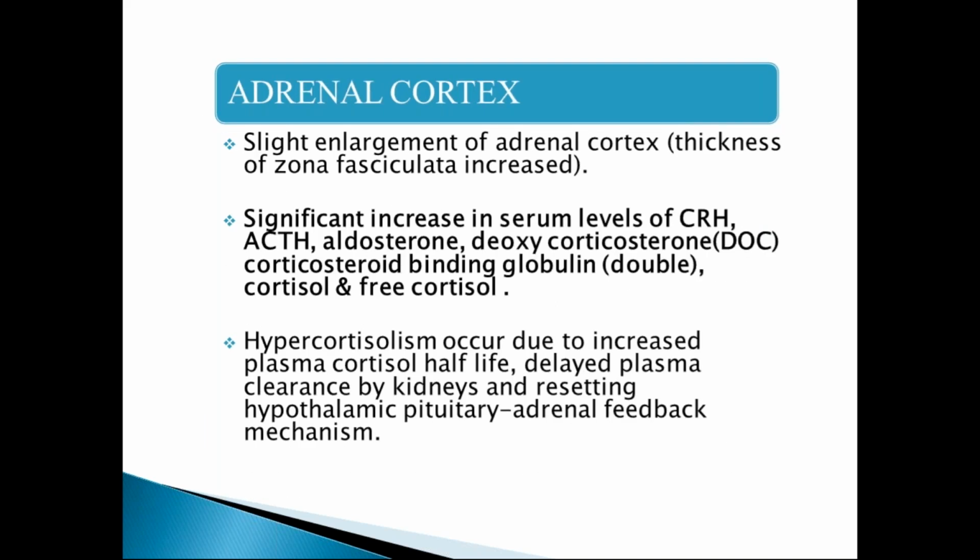Coming to the adrenal, there is slight enlargement of the adrenal cortex, thickness of zona fasciculata, and significant increase in serum levels of corticotropin releasing hormone and ACTH, aldosterone, and deoxycorticosterone, corticosteroid binding globulin, cortisol, and free cortisol. All these hormones are increased during pregnancy. Due to this hypercortisolism in pregnancy, there is increased placental cortisol half-life and delayed clearance from kidneys. Why are these hormones at increased levels? Because there is decreased clearance and increased plasma half-life of cortisol.